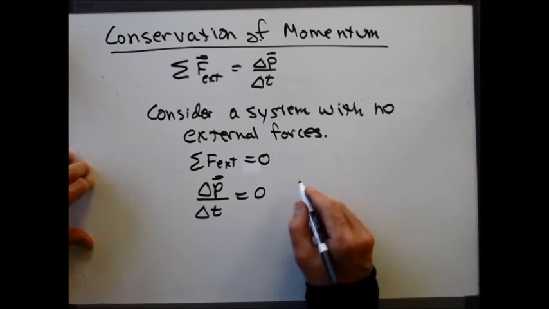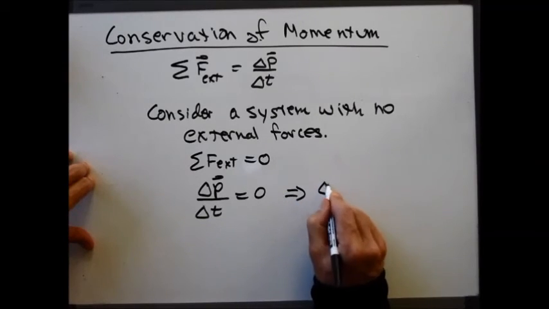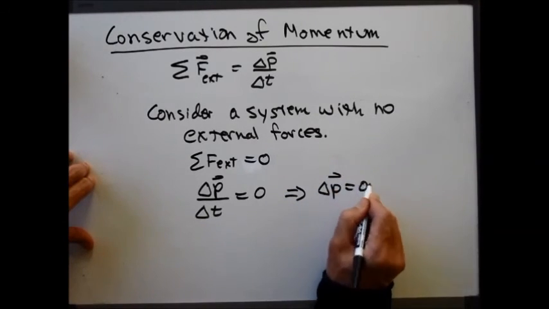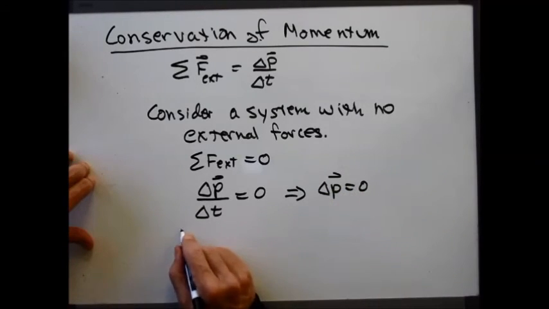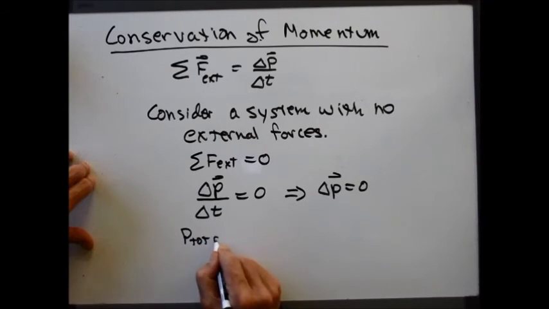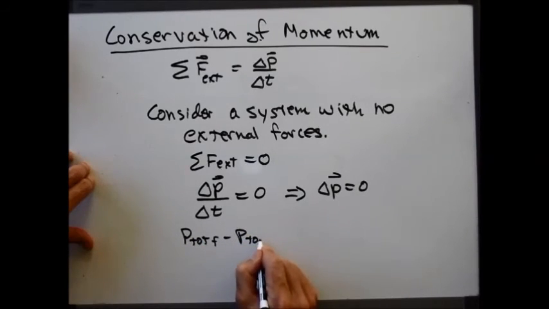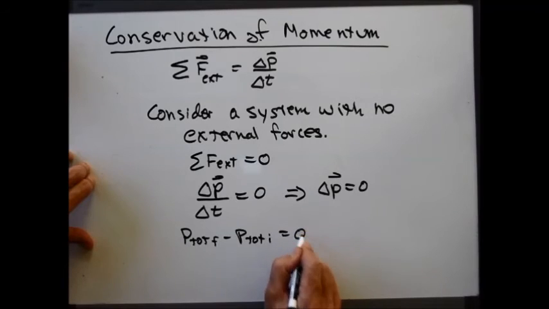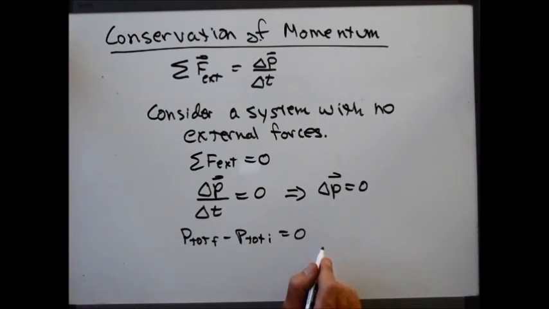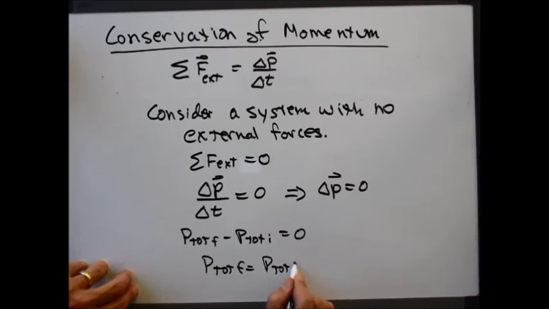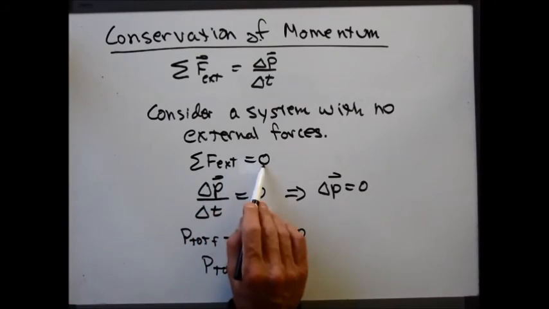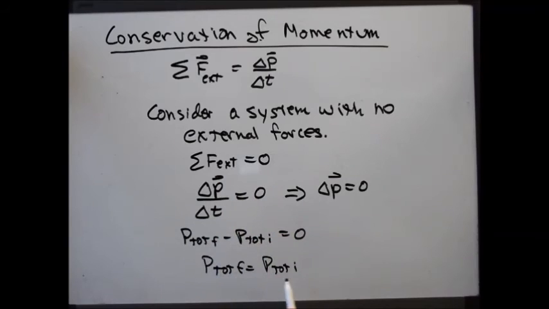As long as this term isn't 0, then this means that the change in momentum is equal to 0 for our system. And so if it's a couple of skaters, we could say P total final minus P total initial is equal to 0. Right? And what that says is that P total final is equal to P total initial. In other words, in a system with no external forces, momentum is conserved.